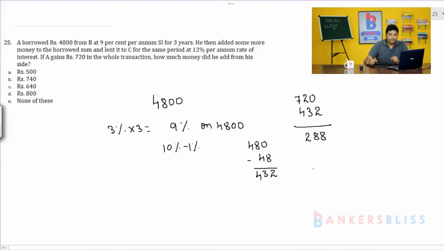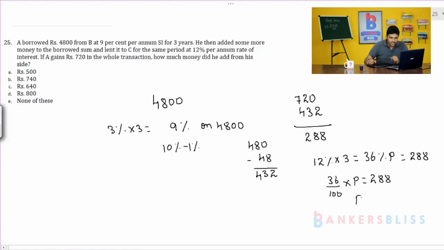So 12% for 3 years is the rate of interest we have given, not 3% for 3 years. 3% for 3 years is only for 4800 rupees, not for the remaining amount. The remaining amount is 12% for 3 years, that is 36%. So 36% of P is equal to 288. So 36 by 100 into P is equal to 288.